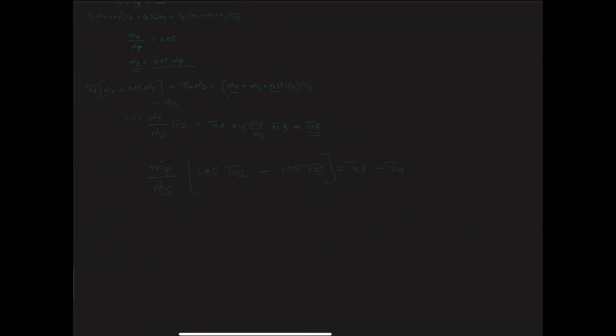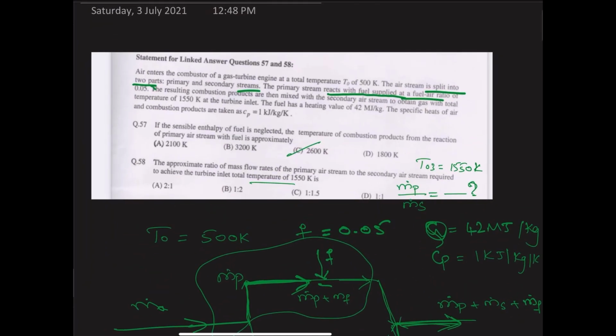Okay. So this is what we need to calculate. I'll take 1.05 common. So T02 is what we have calculated before, 2600 minus T03, which is 1550 Kelvin, equals T03, which is 1550, minus T04, which is 500 Kelvin. So if you calculate this, the ratio of the primary airstream to the secondary airstream will be around 0.96, which is approximately equal to 1. So the ratio is 1:1. Therefore, for question number 58, option D is the right answer.